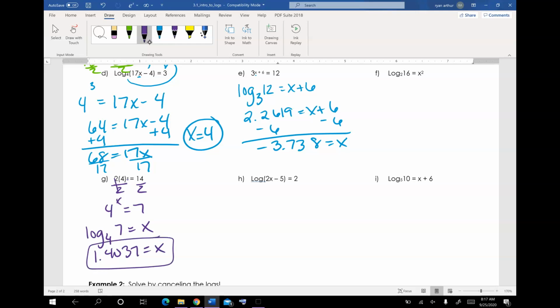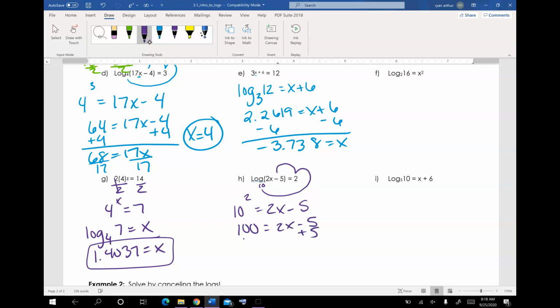That's the same thing with logs. If you look at h, if there was a 2 in front of this log, I would have to divide it out. The log and the exponential have to be by themselves before you can convert to a different form. Now h has no base. Remember I told you when a log does not have a base, it is a base of 10. So I'm going to write a 10 right there so you can see it. So it's going to be 10 to the second power equals 2x minus 5. Well, 10 squared, that's 100.